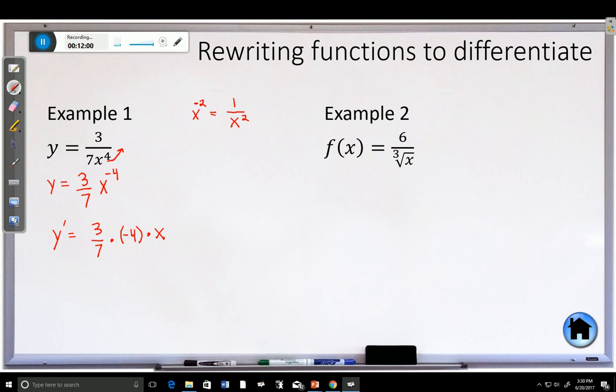Now, careful here, this is a mistake that everybody makes. If I subtract 1, you do not get negative 3. You get negative 5. Negative 4 minus 1 is negative 5. But we can simplify this a little bit, I suppose. The 3 and the 4 can multiply to give us negative 12 over 7 times x to the negative 5. And now it becomes a matter of personal preference. You've got that negative exponent. Do you want to put it back down the bottom? You certainly can.